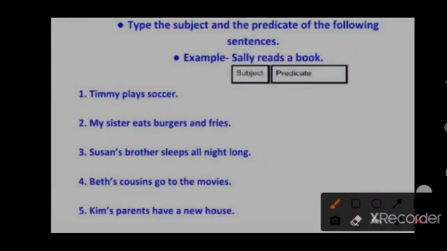Look at the third sentence. Susan's brother sleeps all night long. Here whom are we talking about? Not Susan. Susan's brother. So Susan's brother is the subject. What is he doing? Sleeps all night long. That is the predicate.